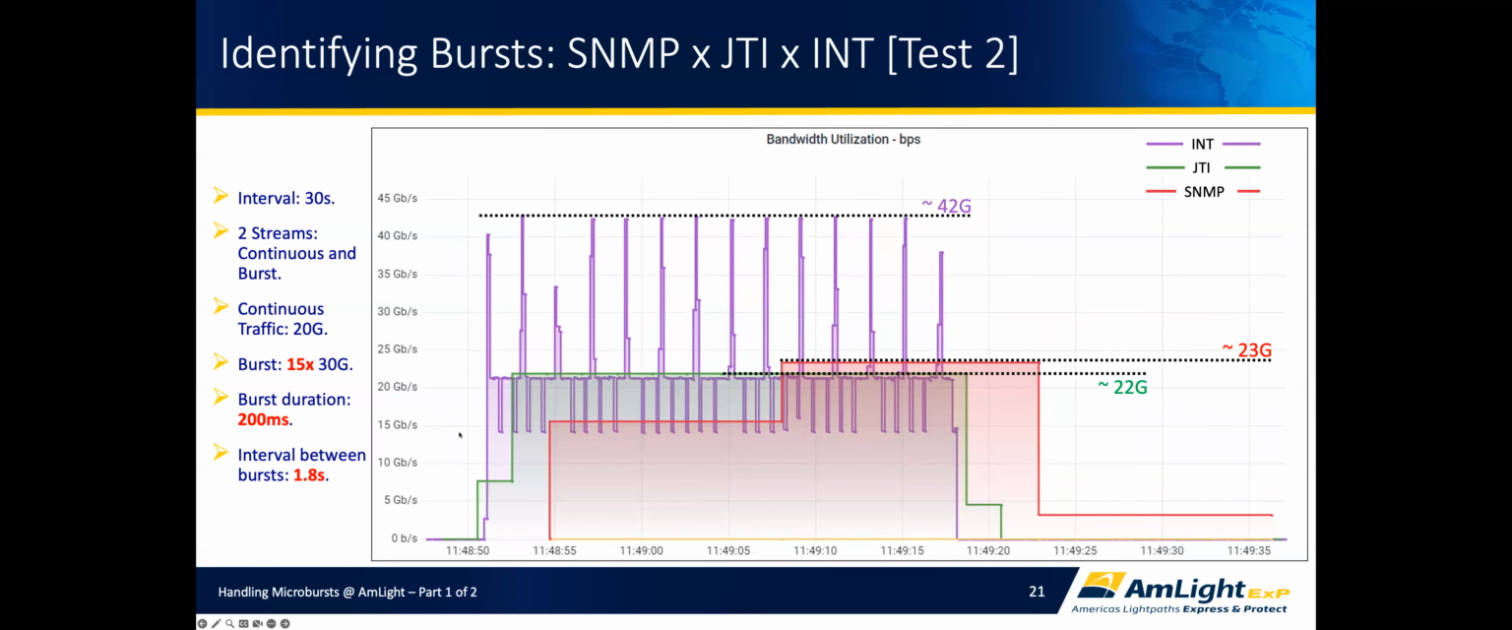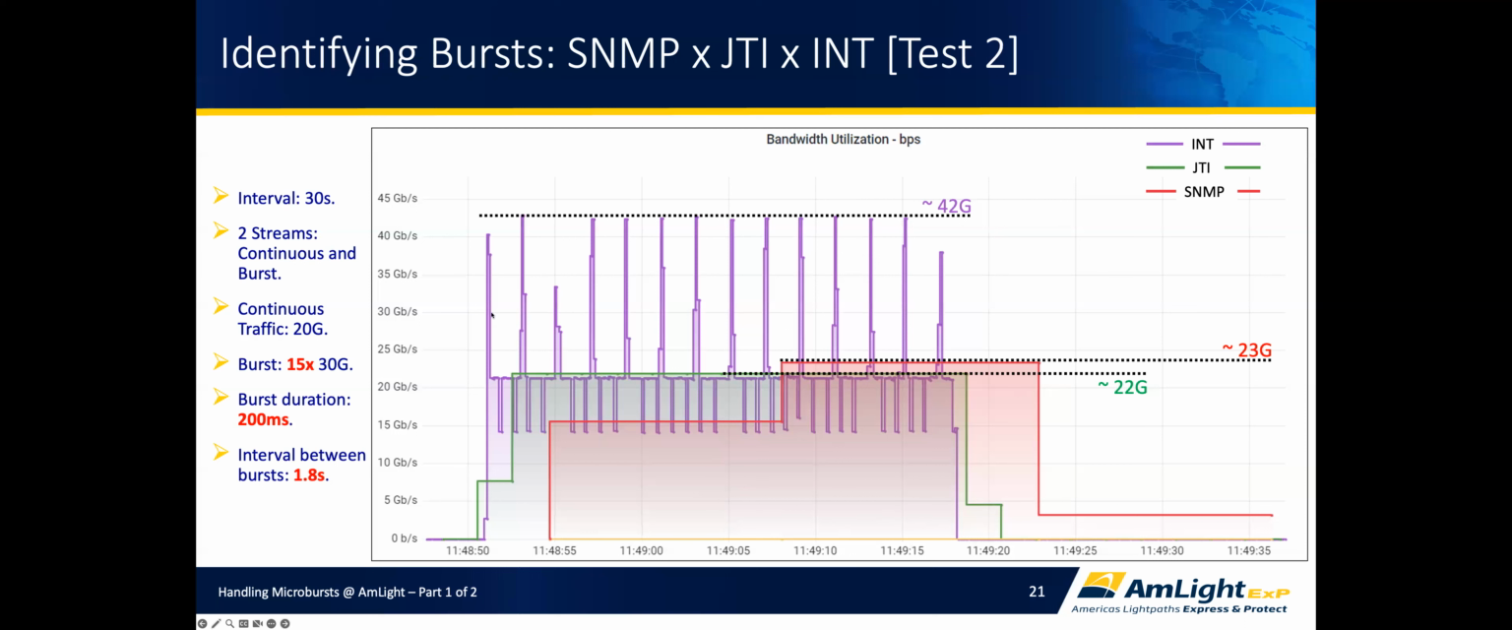Here she continued doing the same thing, but instead of 5 bursts, there were 15 bursts of 30 gigs, and now the duration is 200 milliseconds. That's when it started becoming a problem, because 200 milliseconds is a lot shorter than the 2 seconds that JTI supports. You can clearly see that JTI in green became a flat line, just one mountain, no peaks, no oscillation anymore. It's even worse than SNMP, but at least it reflects the information faster than SNMP.